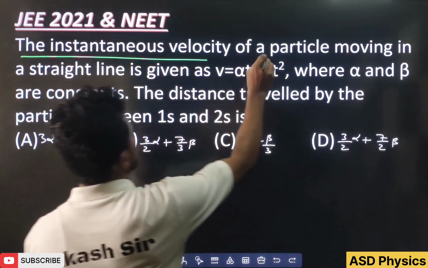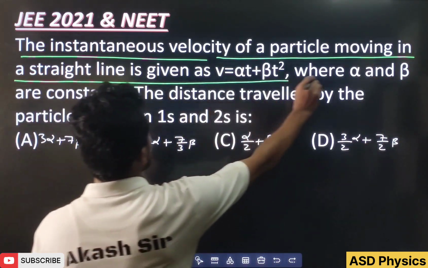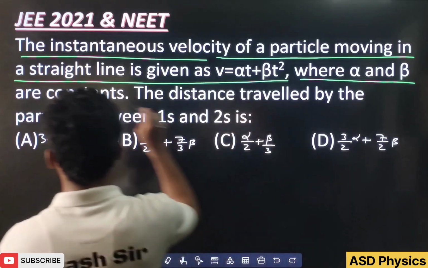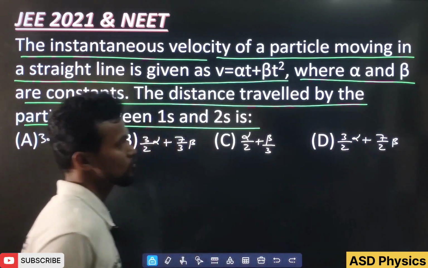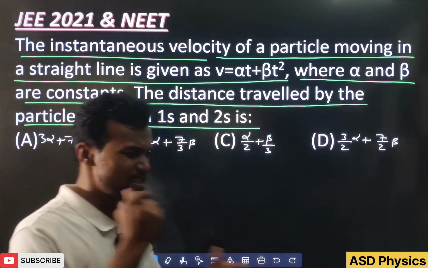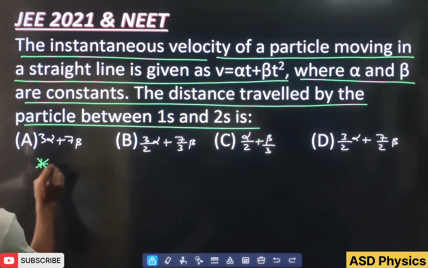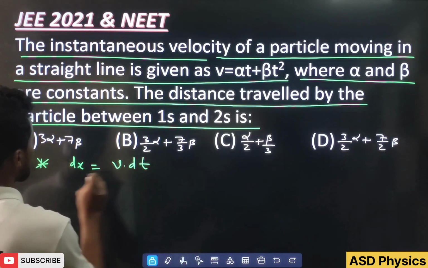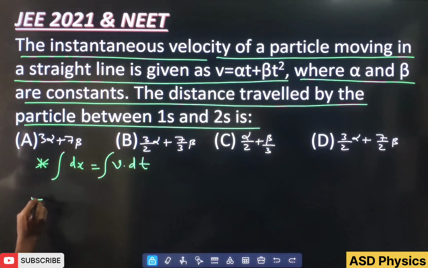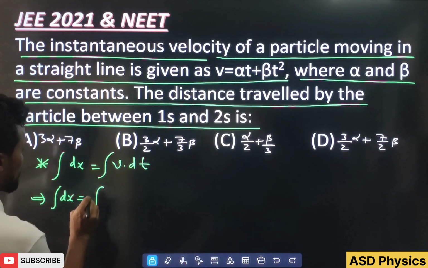The instantaneous velocity of a particle moving in a straight line is given as this one, where alpha and beta are constants. The distance traveled by the particle between 1 second and 2 seconds. See, here they told the distance. So distance, displacement, position, they will use interchangeably. So here also we can use the formula dx equal to v into dt, integration. So integration of dx equal to integration, put the value of v, that means alpha t dt.